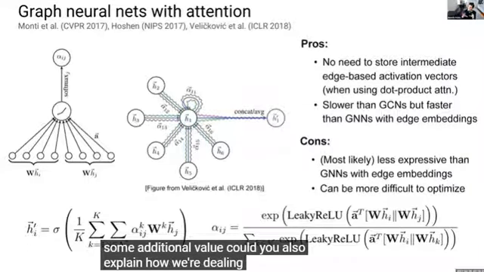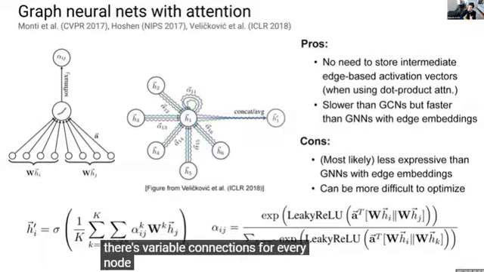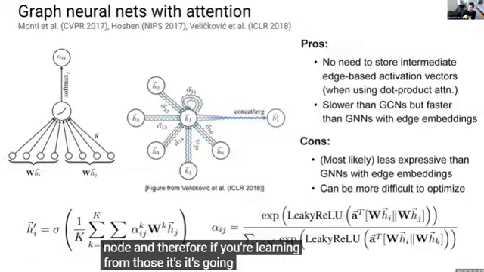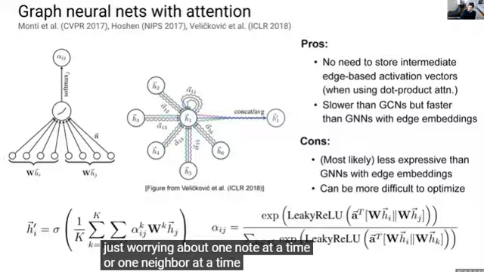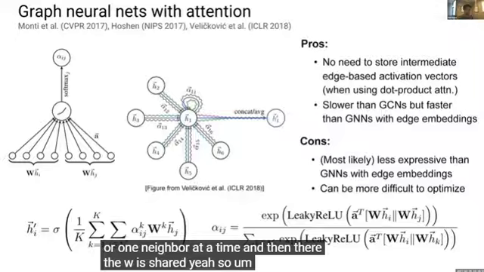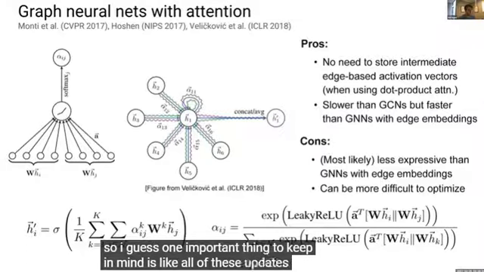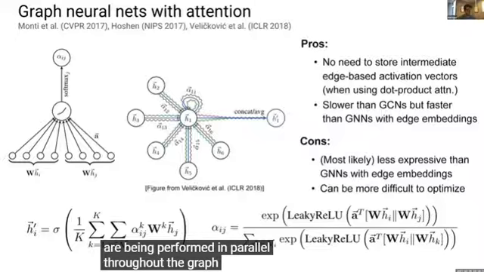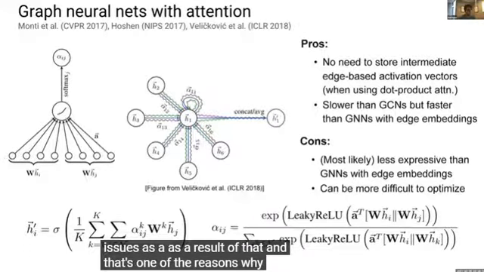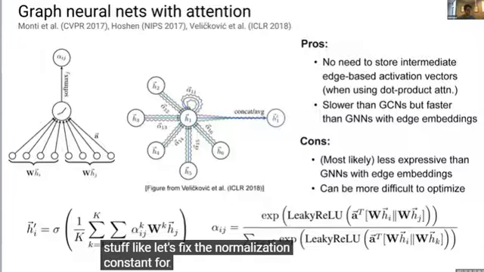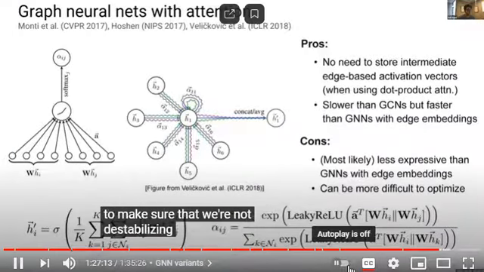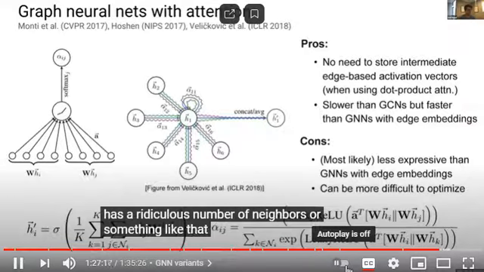Could you also explain how we're dealing with the fact that there are variable connections for every node, and therefore if you're learning from those, it's going to be hard to reuse the weights? Are you just worrying about one node at a time or one neighbor at a time, and then W is shared? Yeah. One important thing to keep in mind is that all of these updates are being performed in parallel throughout the graph. And you're totally right, there are certainly optimization issues as a result of that. That's one of the reasons why a lot of practical GNN research recently has been stuff like fixing the normalization constant for each of these updates happening everywhere, to make sure we're not destabilizing things because one node has a ridiculous number of neighbors.